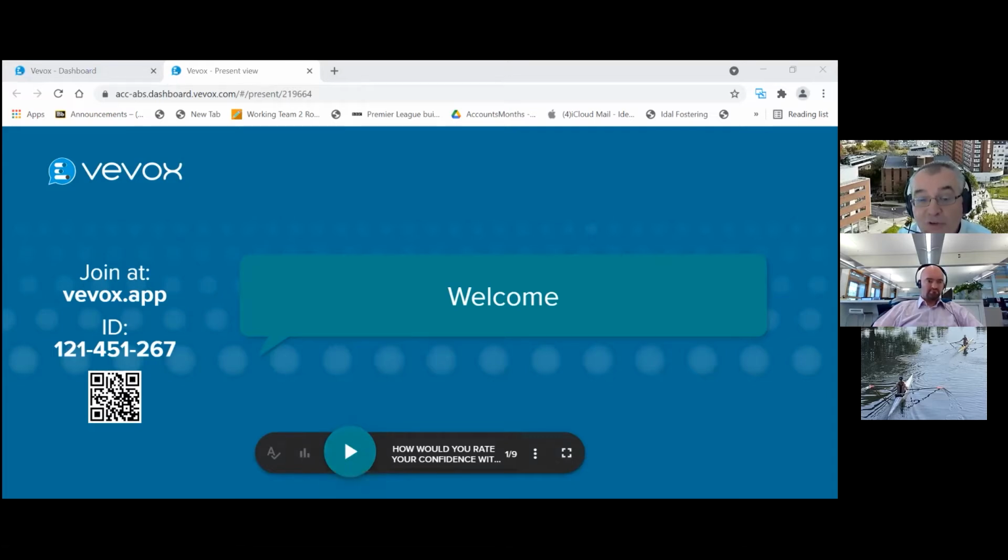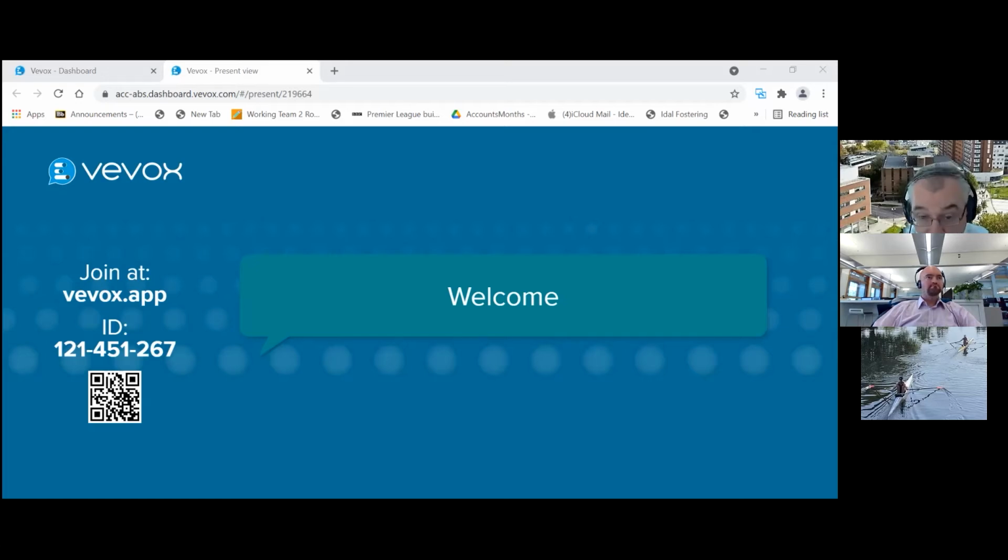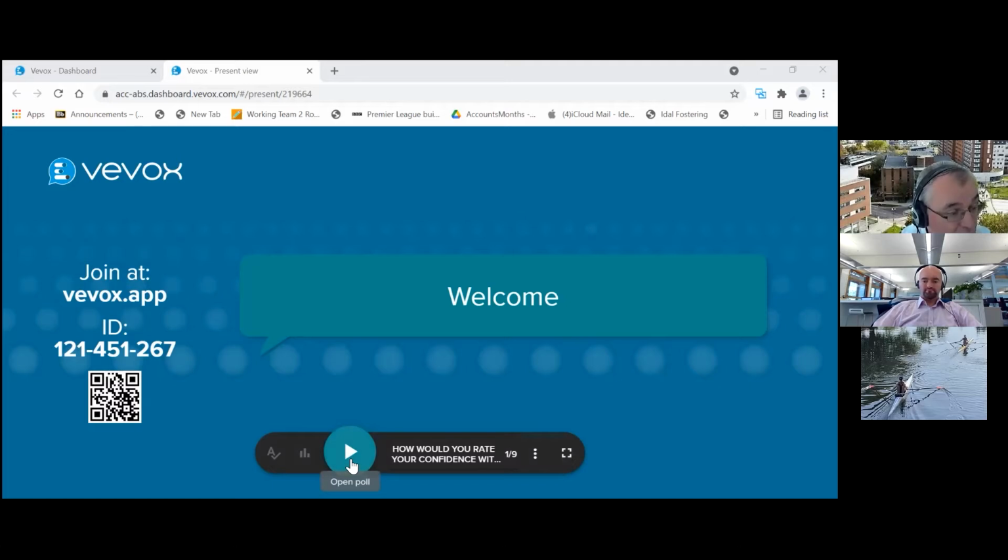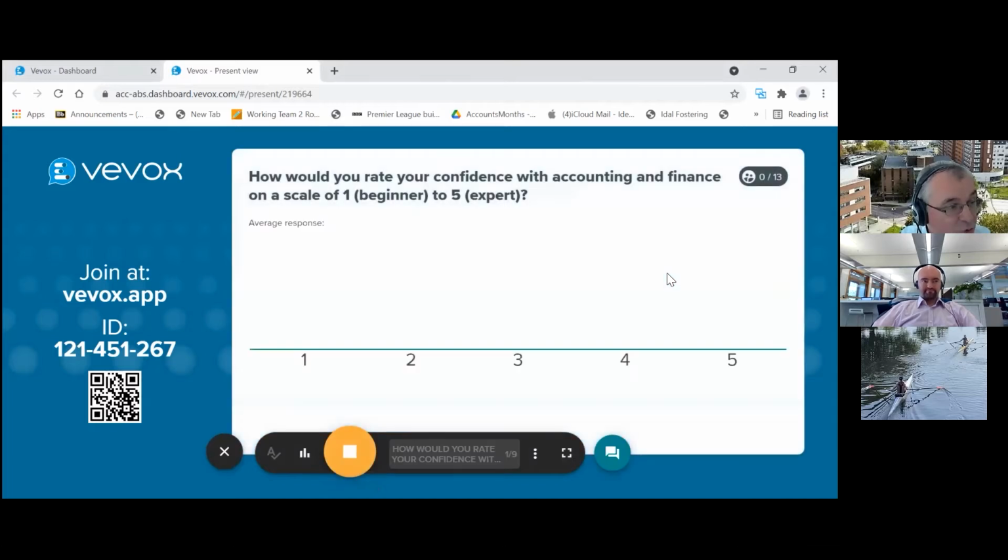If you don't have a QR code on your phone, don't worry. In the chat, I've just posted a link. If you click on the link, you'll be able to open up Vivox on your device by opening up a new web browser. So it's not essential that you join on your smartphone. You can join in however you would like to. And if you can't join Vivox, don't worry, you can still answer the questions, even if you can't do so in Vivox.